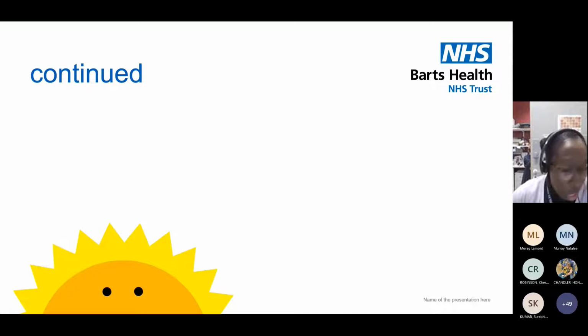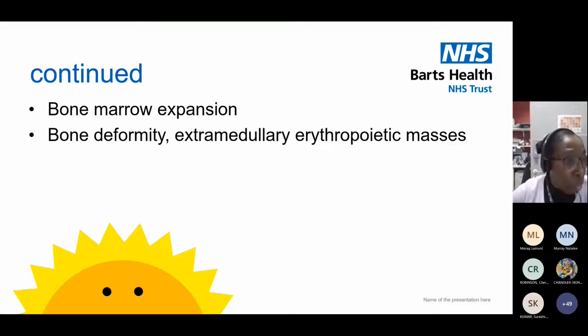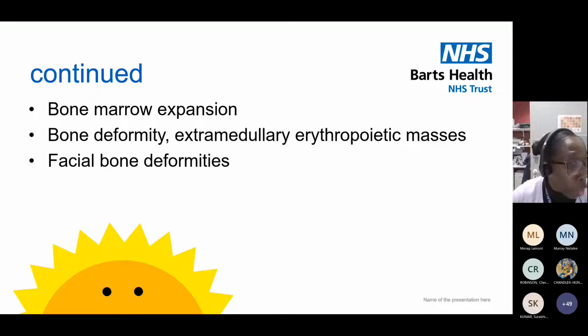Now, if we continue with clinical features, you would find also, apart from those other really obvious ones like shortness of breath and failure to thrive, you get bone marrow expansion. You can get bone deformity, and this is if you go on for a long time without treating somebody's thalassemia. You get facial bone deformities, and you can get slow growth.